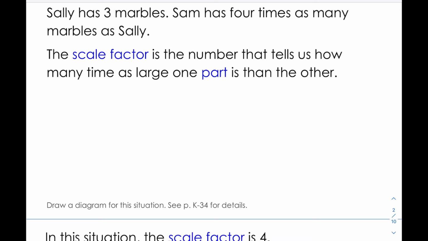So let's get started. Let's say Sally has 3 marbles. Sam has 4 times as many marbles as Sally does. The scale factor is the number that tells us how many times as large one part is than the other. So in this situation, the scale factor is 4 because Sam has 4 times as many marbles as Sally. So scale factor of 4.